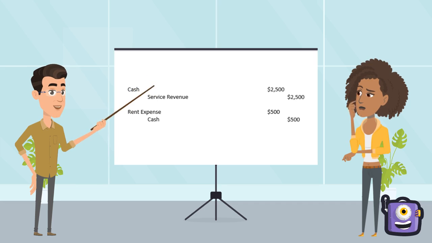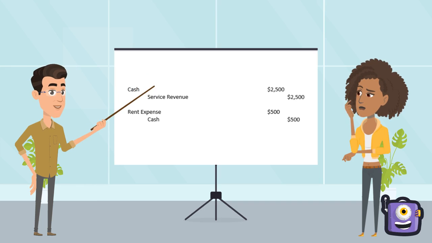First, you need to analyze each transaction for its effects on the accounts. Second, you need to enter the transaction information into the journal. Third, and lastly, you need to transfer the journal information to the appropriate accounts in the ledger.